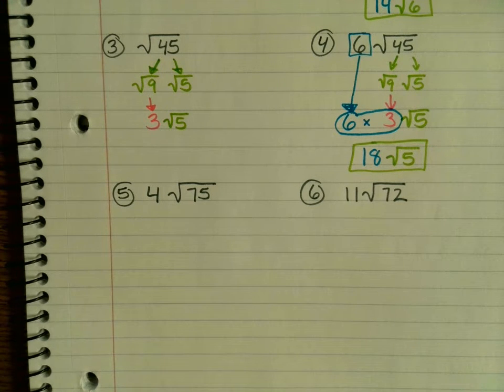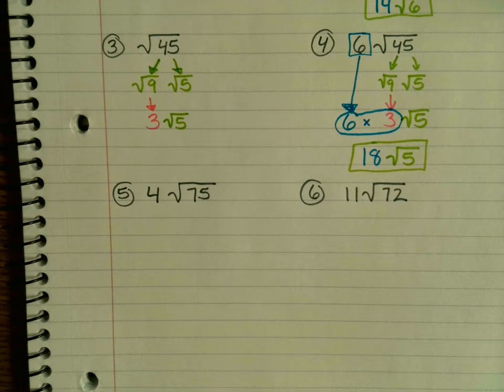All right, who wants to go ahead and share with me what they got for problem number 5? Anybody besides Mylin? Mylin's always the one answering. Come on, guys. Okay, Trey. 20 square root of 3 is correct.